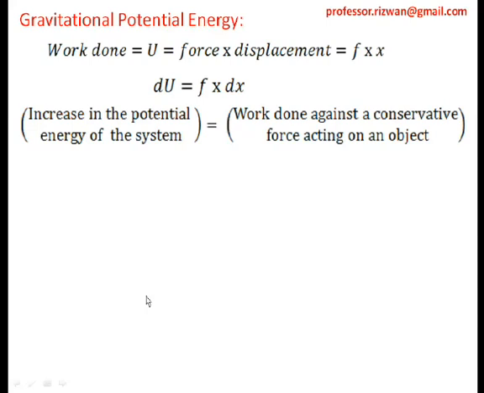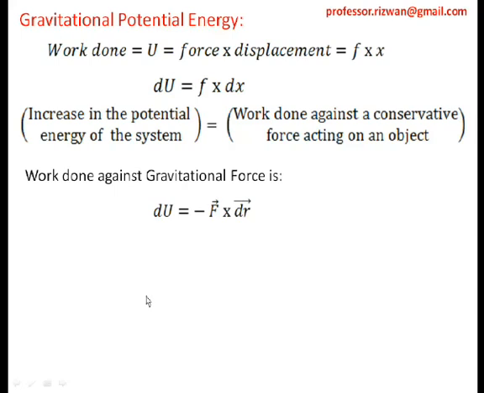But why do I say increase? Because we are taking a body from the surface to some height, and we are doing so against gravitation. We have to measure in terms of increase and decrease when we talk about gravitational potential energy. Potential energy is equal to work done, and if you don't know it, you must remember it. Now for gravitation, we see it in terms of increase or decrease, against the conservative force, that is the gravitational force. So work done against gravitational force is dU is equal to minus F into dr.